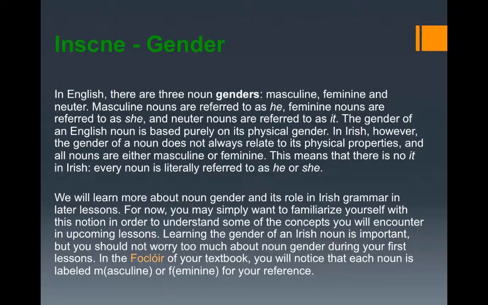Learning the gender of an Irish noun is important, but you should not worry too much about the noun gender during your first lessons. In the vocabulary of your textbook, you will notice that each noun is labeled M for masculine or F for feminine for your reference.